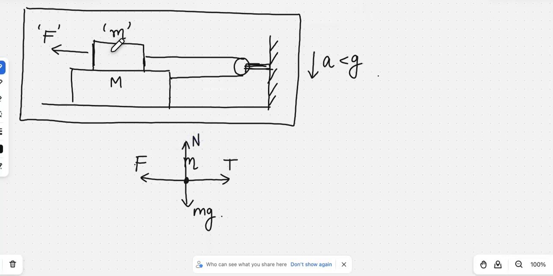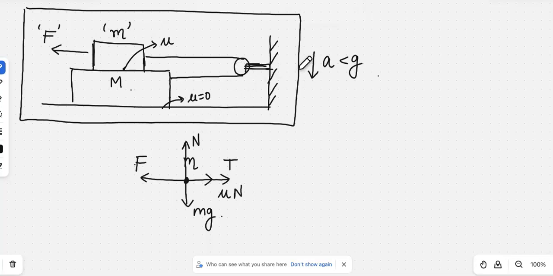Now once you start pulling it towards left, there will be a friction between both the blocks, and as a result the frictional force will act toward right direction. So here there will be a frictional force mu times N. Mu is the coefficient of friction between the two blocks. Between this capital M and the floor, the mu is 0, and between these two blocks there is a frictional coefficient, that is mu. And now there is another force because of the accelerated frame of reference.